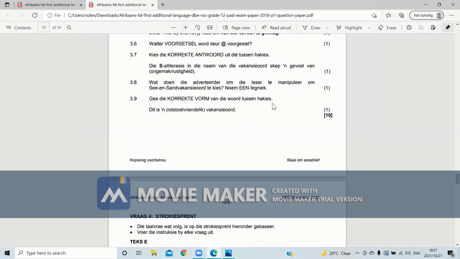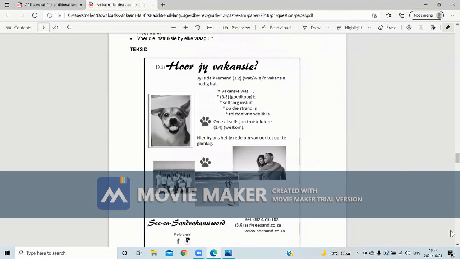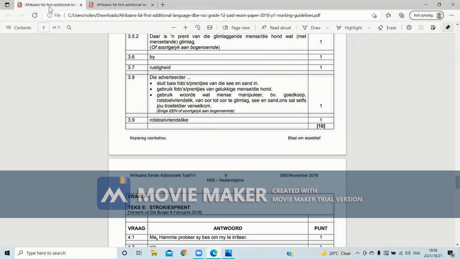What does the writer do to manipulate the reader to choose See en Sand Vakansieoord? Name one technique. So I didn't actually read this properly. What technique do they use to make us feel like we'll definitely be happy there? They'll give us a few options. Okay, so they gave us 3 options.